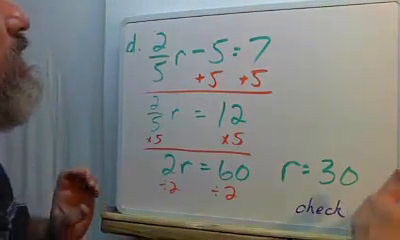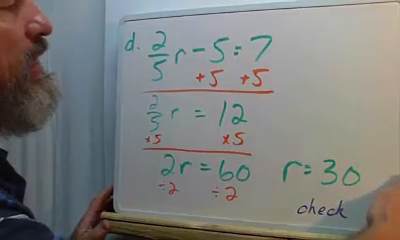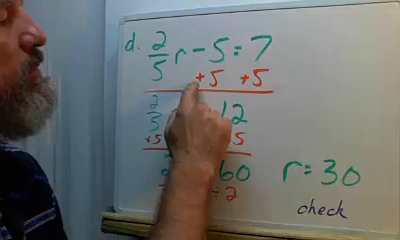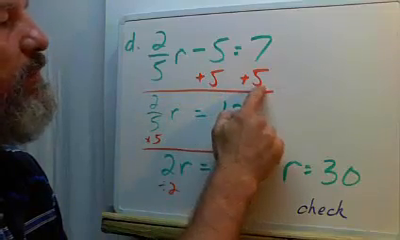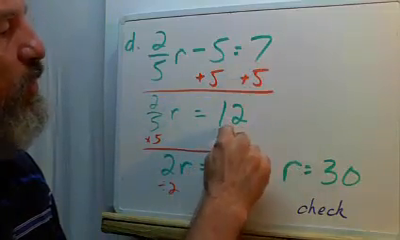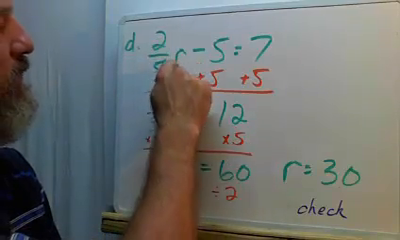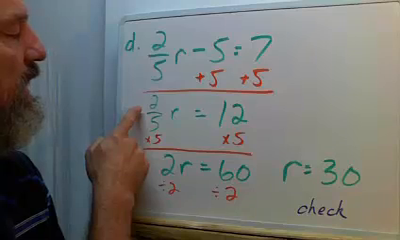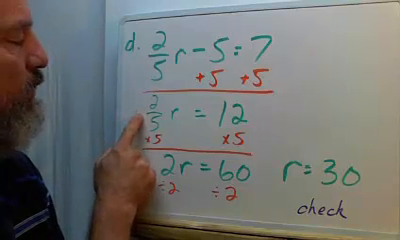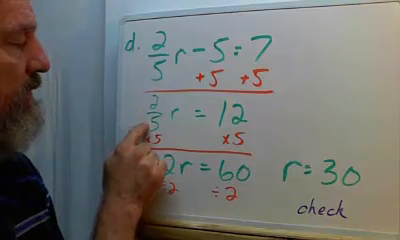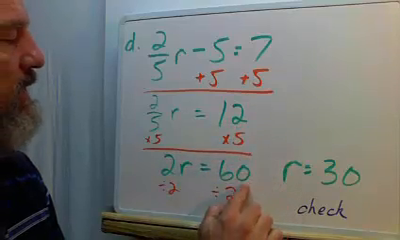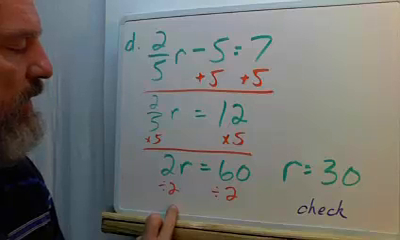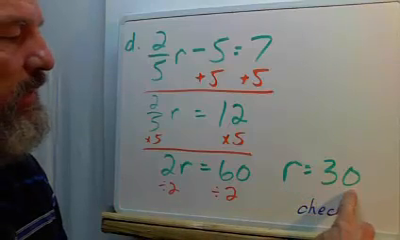Letter D. 2/5 r minus 5 equals 7. Undo this first, subtraction, by doing addition by the same amount. Add 5 to both sides. We have 12 here, and we still have the 2/5 r on this side of the equation, which means we're going to multiply by 5 in order to get rid of the denominator of 5. We get 60 on this side. Now we have 2r on this side. Divide both sides by 2, and we have r equals 30.